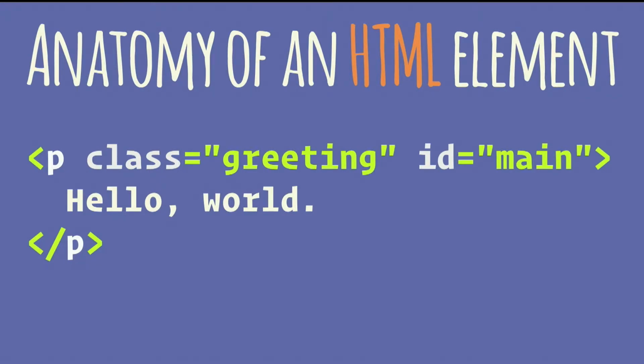Class and ID are attributes. And hello world would be the contents, right? Which in this case is just text content, right?